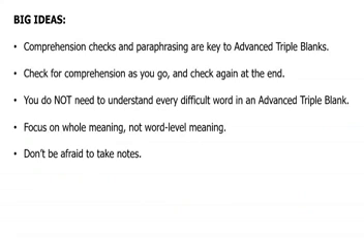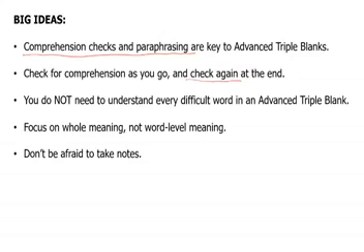So what are some big ideas that we can take away from this? Well, comprehension checks and paraphrasing are key to advanced triple blanks, and you want to do these even more rigorously than you do on regular triple blanks. And you want to check for comprehension as you go. Think, okay, what are the hardest phrases? Okay, do I understand those? Now do I understand this sentence? And then check again at the end, where you reassess, does my paraphrase really work now that I'm thinking again about the original wording?